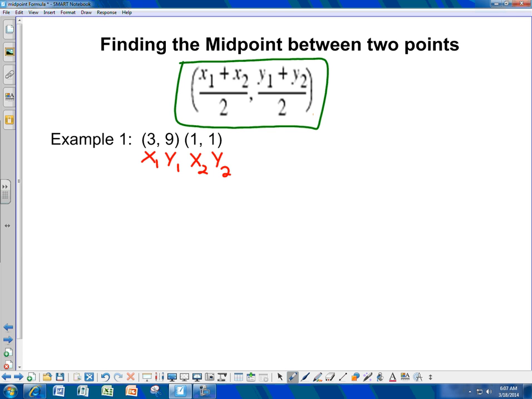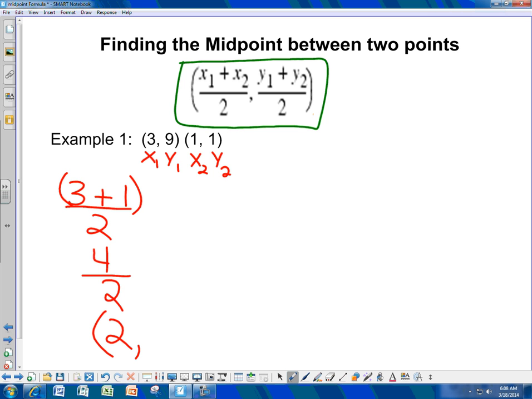So now I'm just going to add my x1 to my x2 and then divide it by 2. So I end up with 3 plus 1 divided by 2. Now if you put this in your calculator, be sure to put parentheses around the 3 plus 1. All right, so 3 plus 1 is 4. 4 divided by 2 ends up being 2. So that is our x value for our midpoint, the middle of those 2 points.